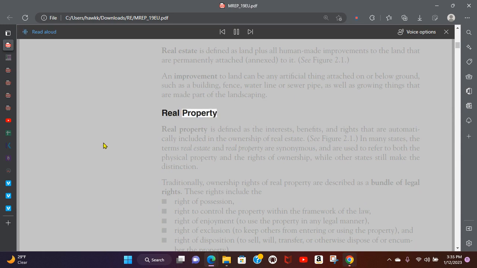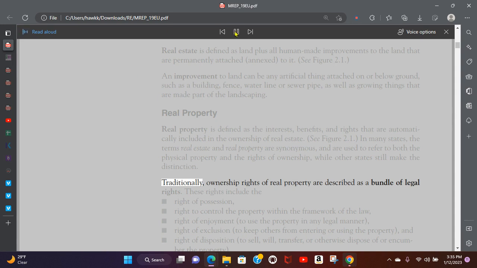Real property. Real property is defined as the interests, benefits, and rights that are automatically included in the ownership of real estate. See Figure 2.1. In many states, the terms real estate and real property are synonymous and are used to refer to both the physical property and the rights of ownership, while other states still make the distinction.